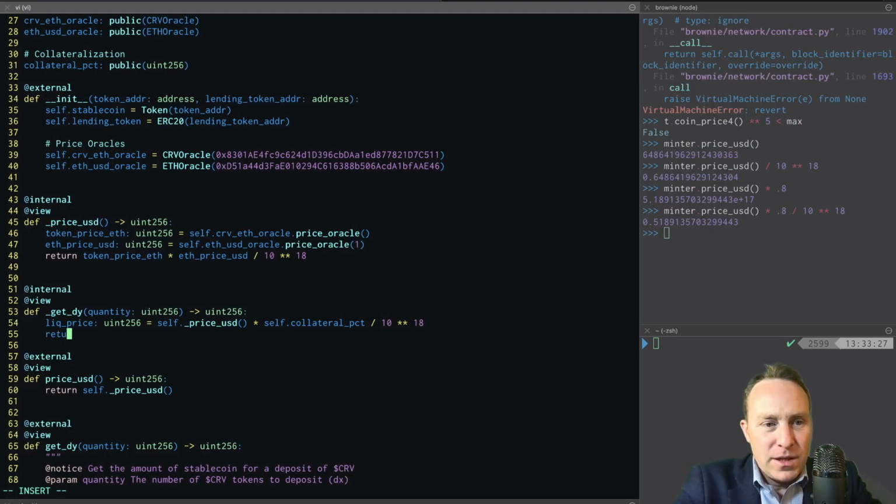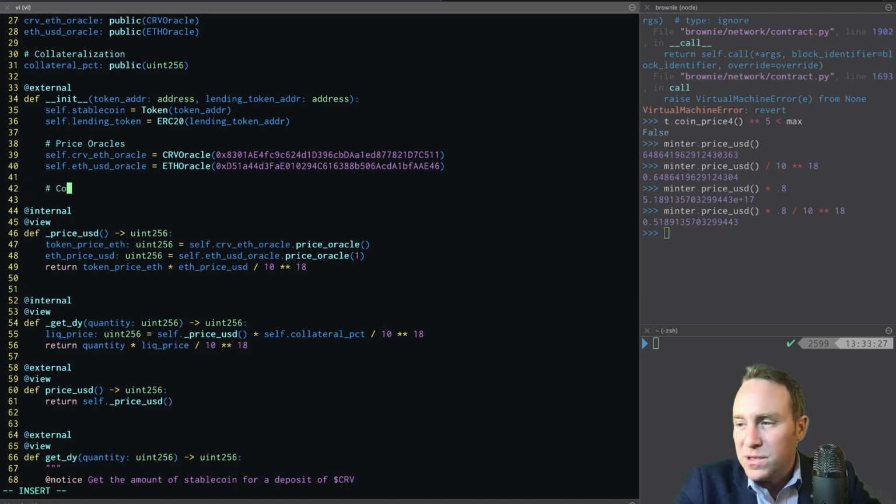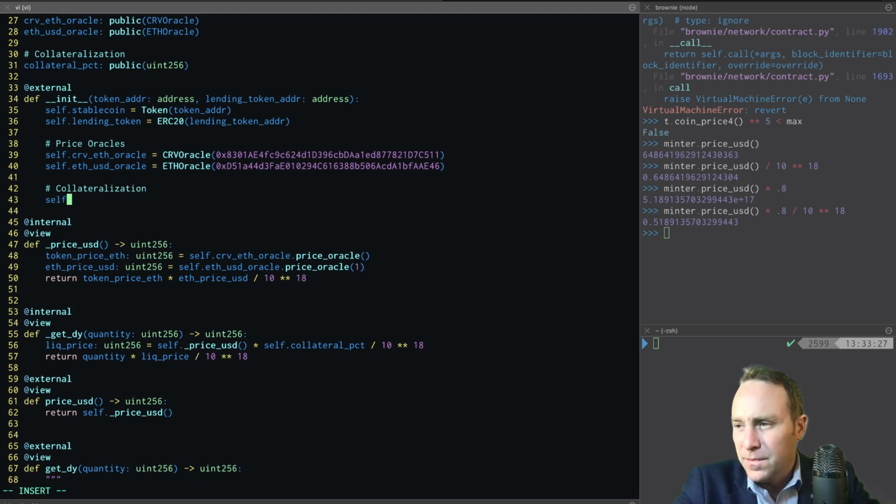So then all we need to do is return the quantity times the liquidation price divided by that 10 to the 18th, and we are set. We also need to set the collateralization percent. Using the same principle, if we do 4 divided by 5 times 10 to the 18th, then this is going to evaluate to 0. So we do it in reverse order. We'll take 10 to the 18th, multiply by 4, and divide by 5.